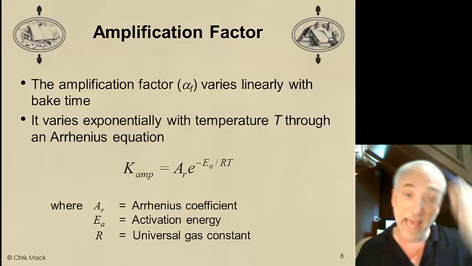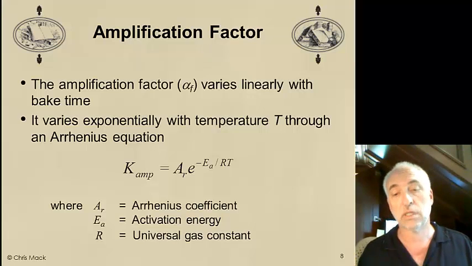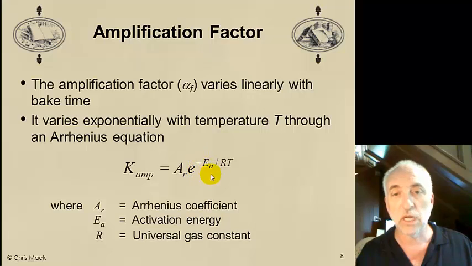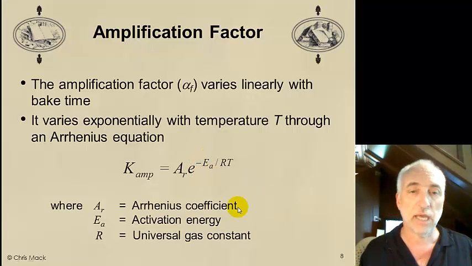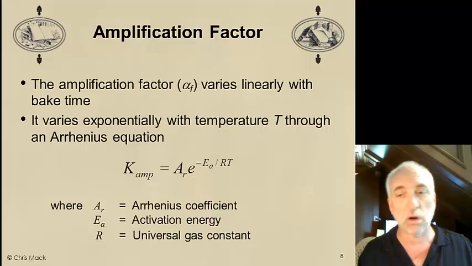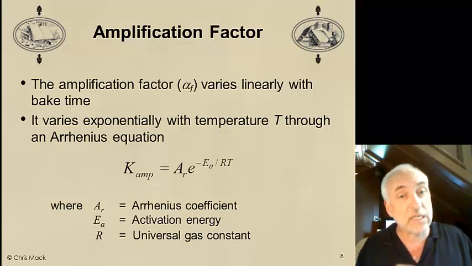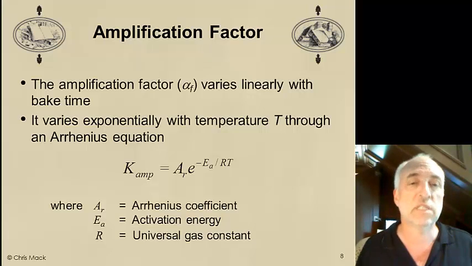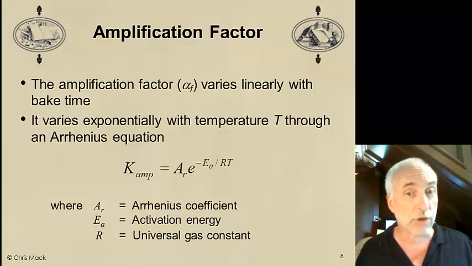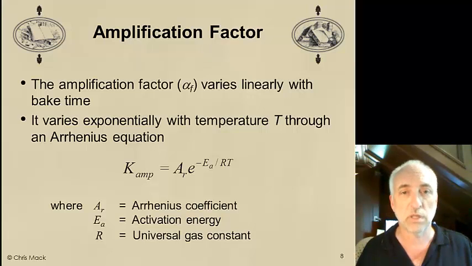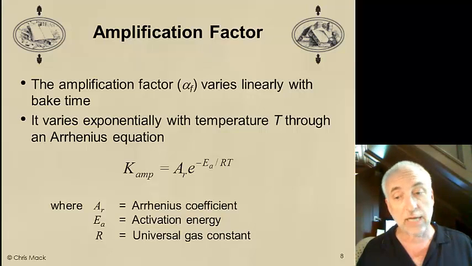So if T is the temperature in absolute Kelvin scale, then the amplification rate constant varies exponentially with 1 over T using an activation energy, E sub A, and an Arrhenius coefficient, A sub R. Very standard Arrhenius behavior like we've seen many times before. So if I either increase the bake time or increase the bake temperature, I end up with a larger amplification factor. This is what I mean by thermal dose. I can increase the thermal dose and get a larger alpha sub f. That allows me to live with a smaller exposure dose.